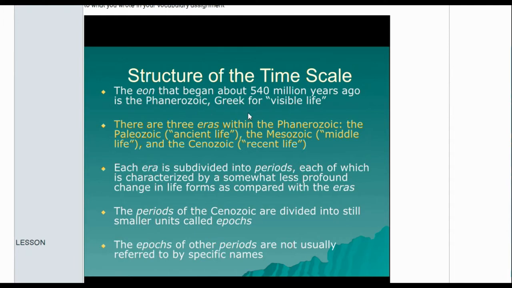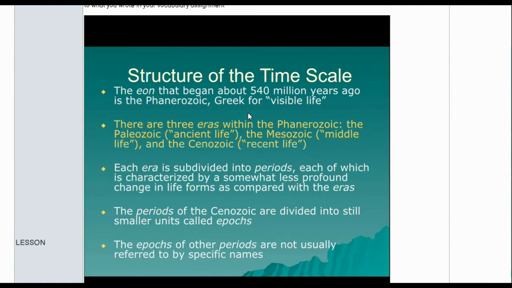An eon, the current eon that we are in is the Phanerozoic, and it began about 540 million years ago. It's the Greek word for visible life. You don't actually need to know the Greek terminology and what it means. You do need to know that it's the last 540 million years, and it is the Phanerozoic eon. When we break the Phanerozoic eon down, we break it into 3 different eras.